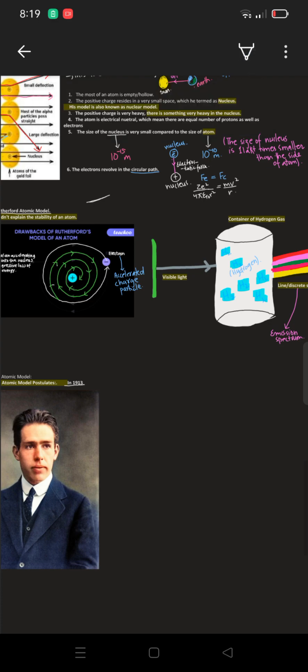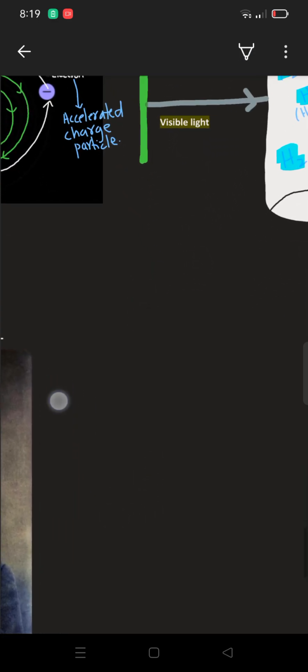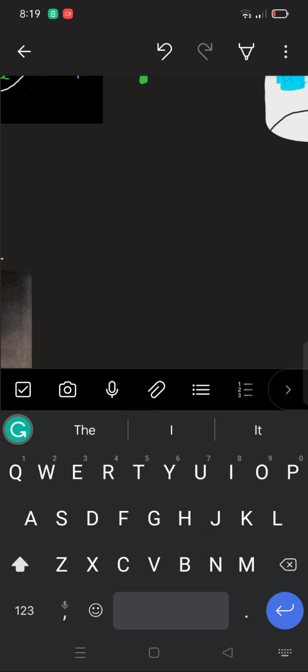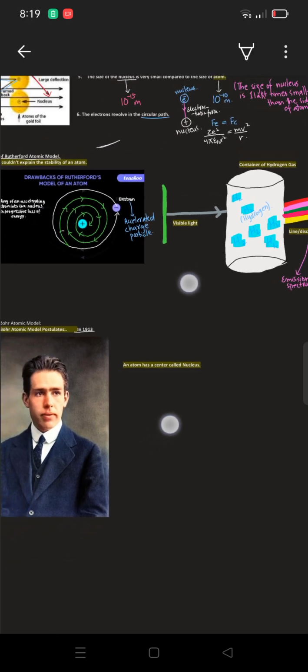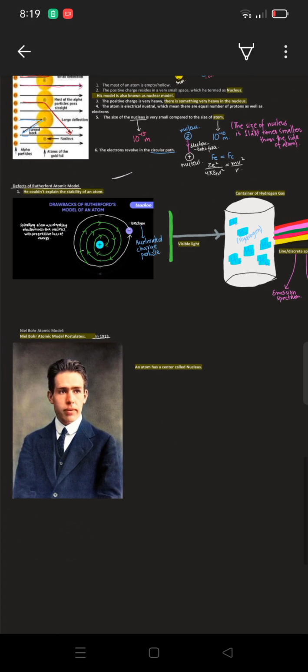So his first postulate was, wait, let me highlight this too. An atom has a center called nucleus, right? And what did Rutherford say? Rutherford said the positive charge resides in a very small space, and that small space he called the nucleus, right? And Bohr said an atom has a center called nucleus, which means he just adopted this point from the theory of the Rutherford atomic model, right?